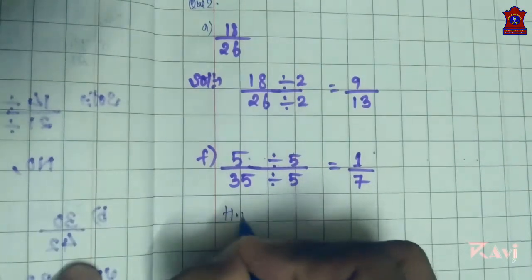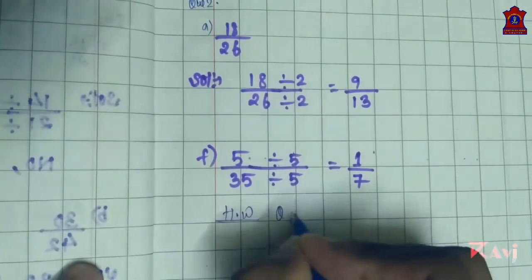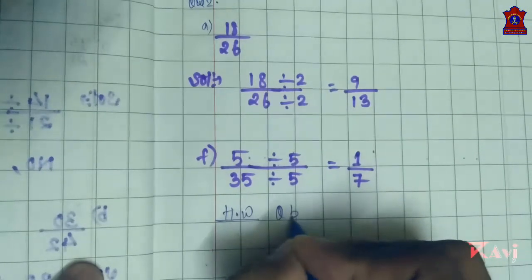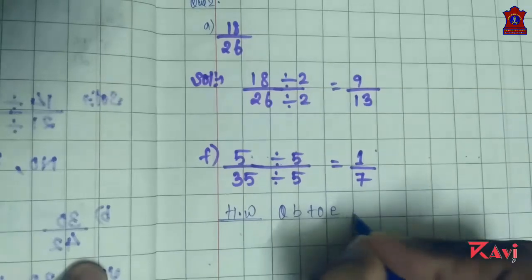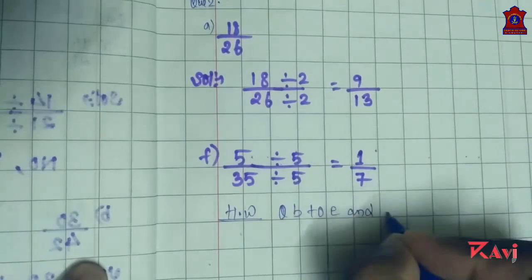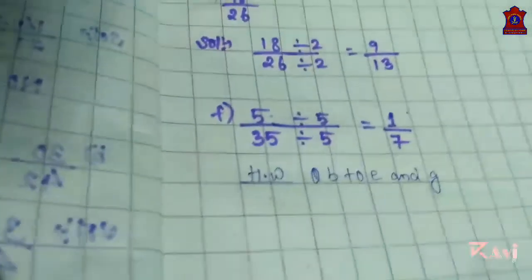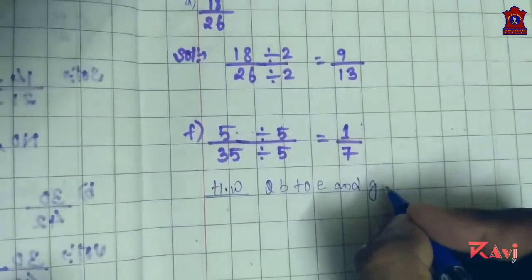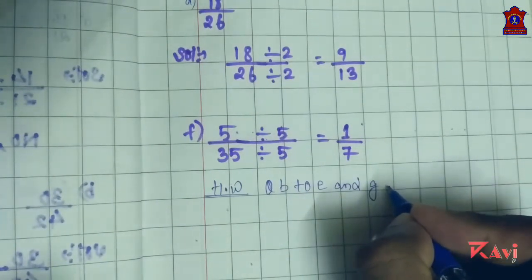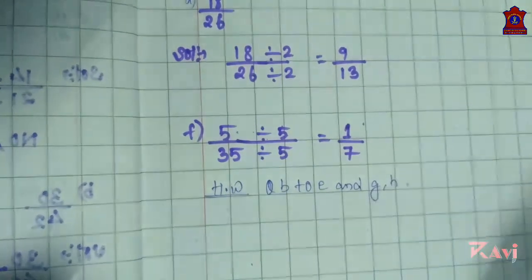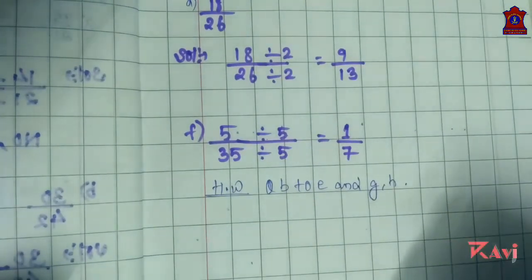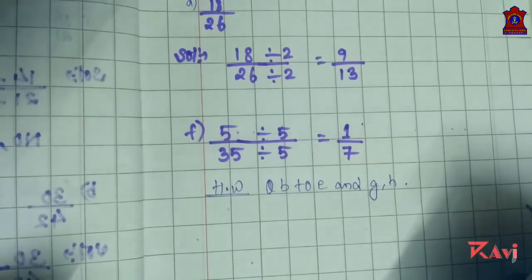Practice homework: question number B to E and G and H. Clear? Try doing these questions by yourself. If you find any confusion, any difficulty, you will be messaging me.